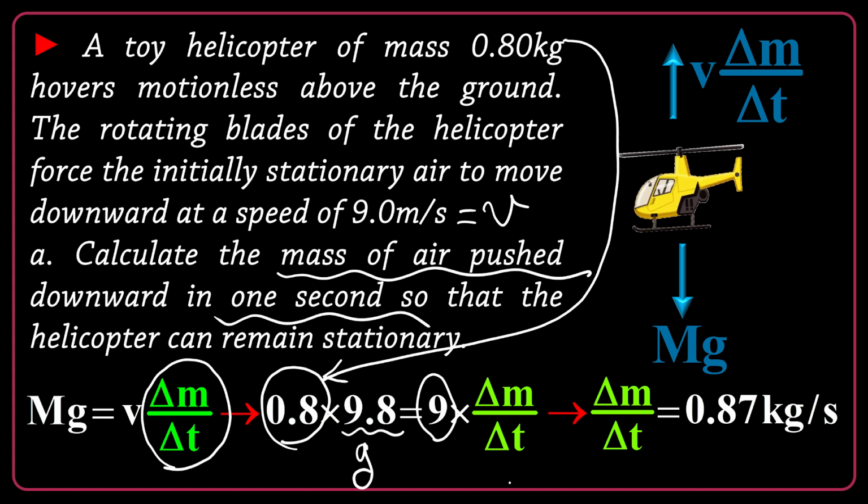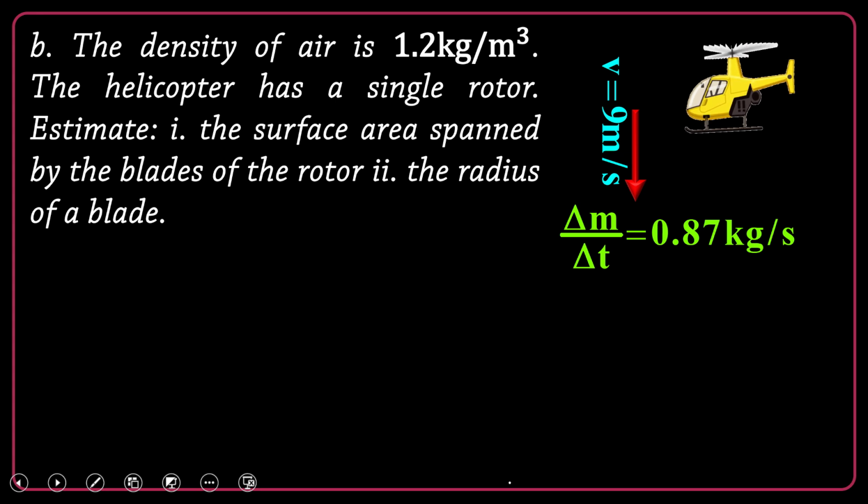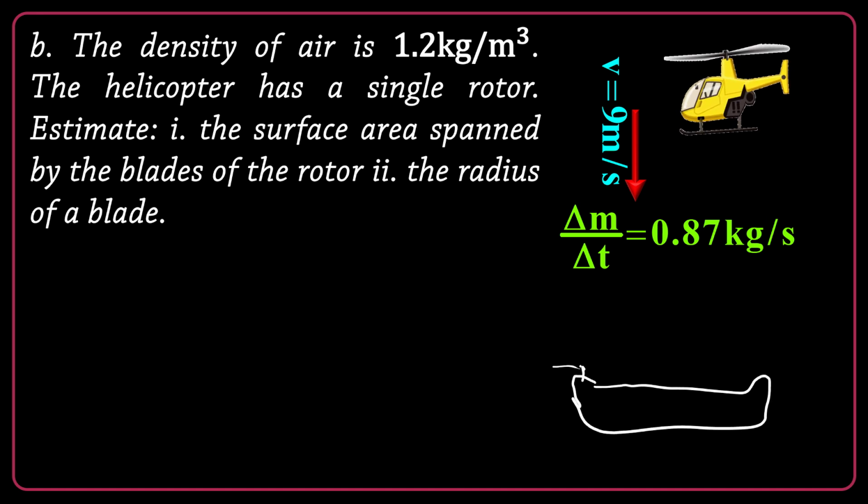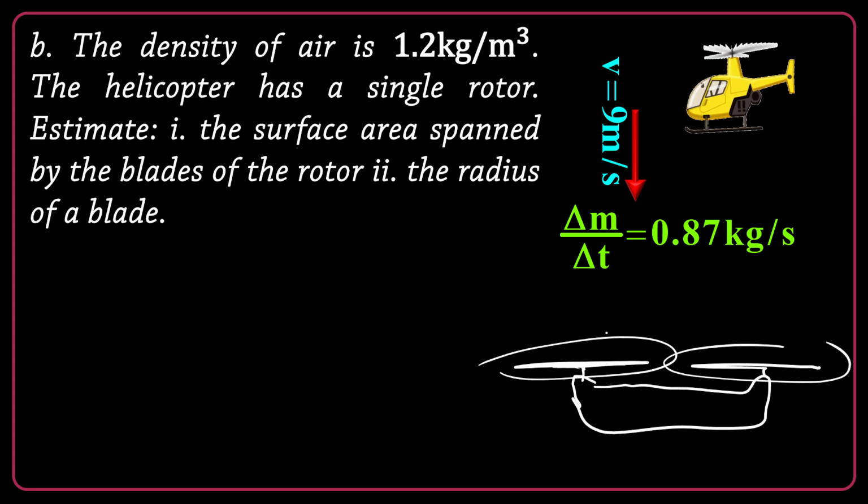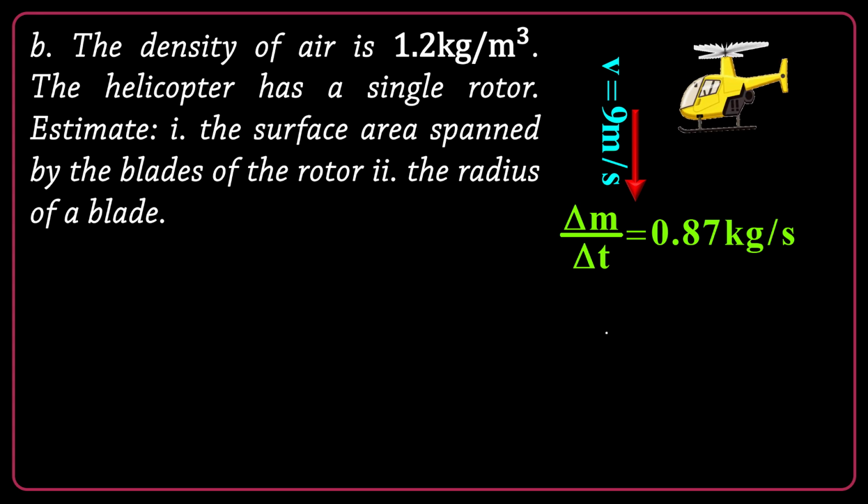Look at the next part of the question. The density of the air is 1.2 kilogram per cubic meter. The helicopter has a single rotor. What does it mean? Some helicopters have two rotors. They have this shape like two rotors, one here, one here. So it's a little bit different. So forget about it. It just has a single rotor with a few blades.